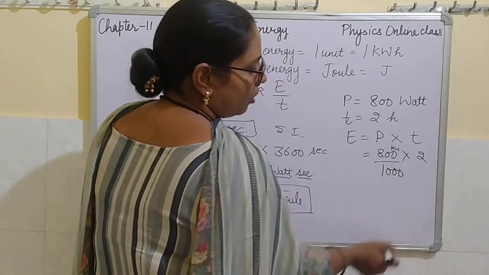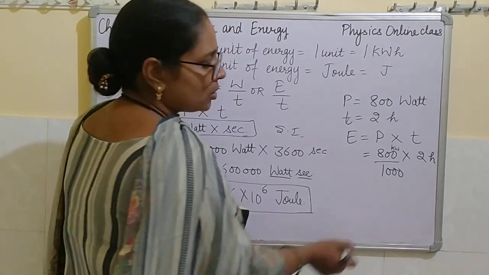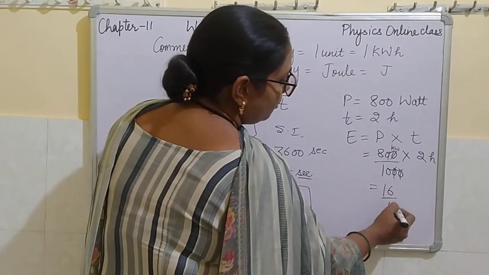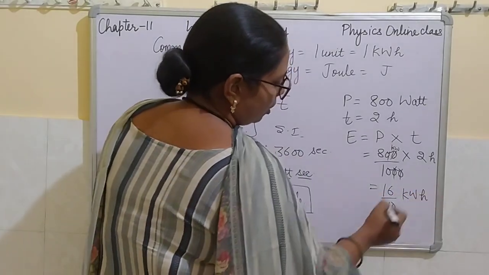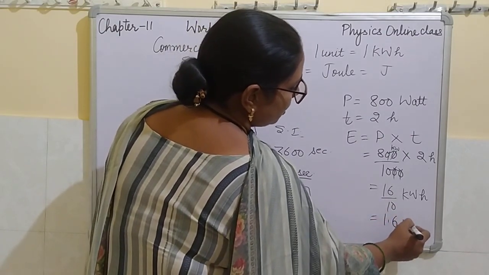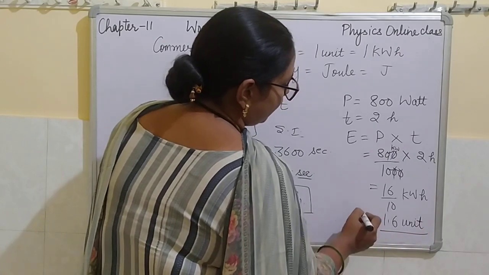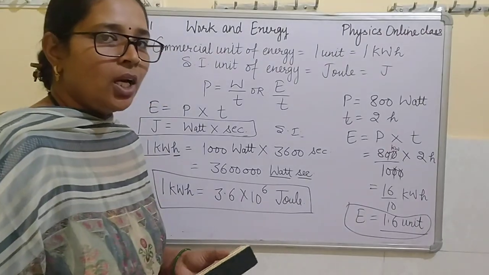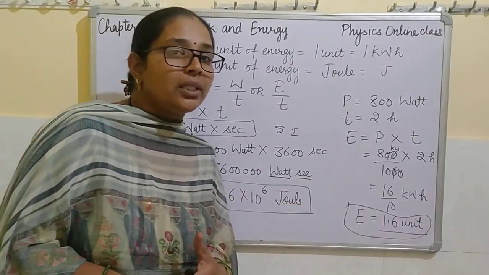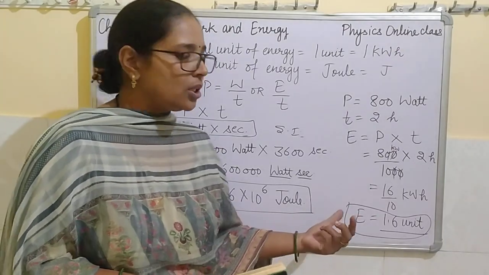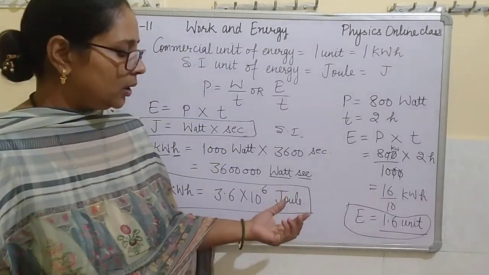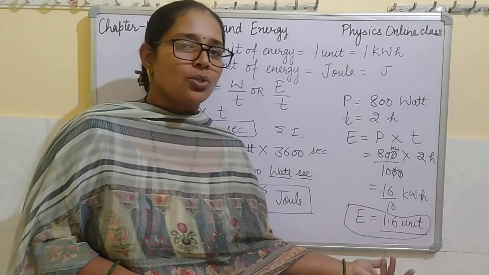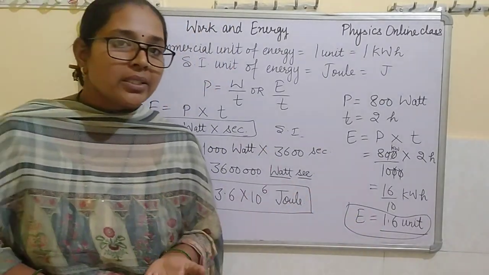It becomes kilowatt now. And the time is already given in hours. So we can cancel out like this. It will be 16 by 10 kilowatt hour, or we can simply write it as 1.6 units. That electric iron will consume 1.6 units in 2 hours. If it is asked to us to calculate the electricity bill, if the cost of 1 unit is 4 rupees, then how can we calculate the bill? We will simply multiply 1.6 by 4. So in this way we can calculate our electricity bill also.